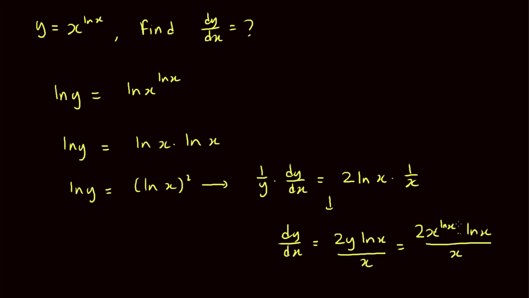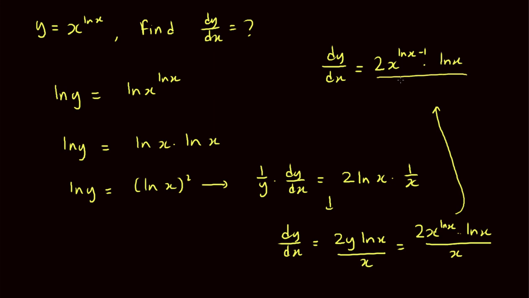So if you want to further simplify the problem, we can write it like this. So dy over dx equals 2x to the power of ln x minus 1 times ln x. So you can leave it like that.